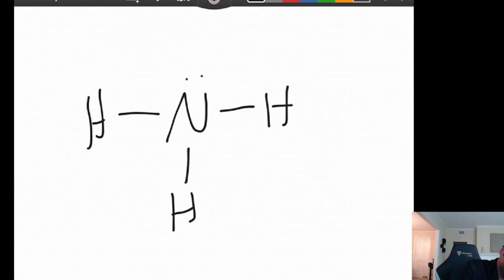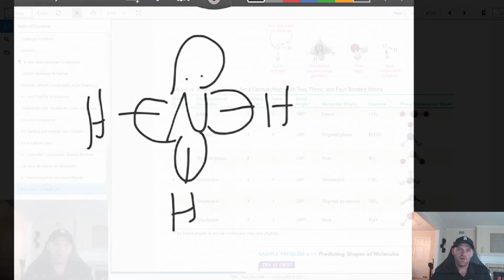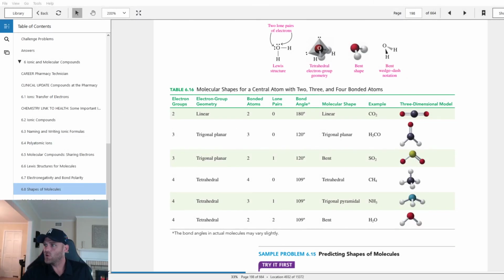Okay? And then I have a lone pair up there. So electronic domain, same thing, 4, right? 1, 2, 3, 4. That'll match up on my chart. Number of lone pairs, I have 1. So this is going to be trigonal pyramidal. We'll go back to here. 4 electron groups, 3 bonded atoms, 1 lone pair. That'll be trigonal pyramidal. So what does that look like?